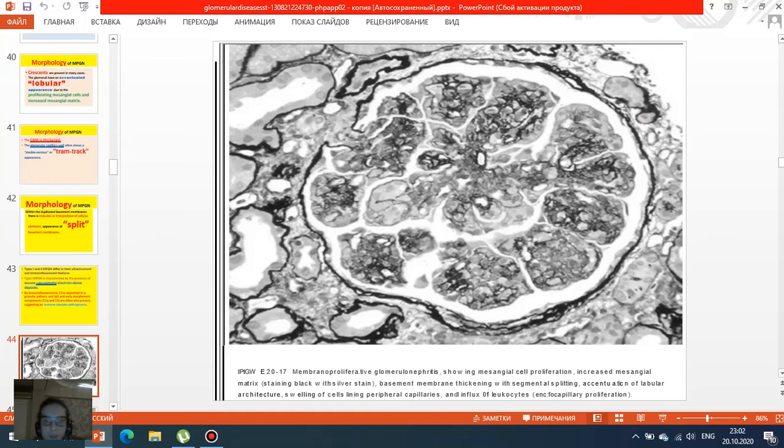So, in this picture you can see a light microscopy of membranoproliferative glomerulonephritis, showing mesangial cell proliferation, increased mesangial matrix staining black with silver stain, basement membrane thickening with segmental splitting here, accentuated lobular architecture, swelling of cells lining peripheral capillaries, and influx of leukocytes. So it's capillary proliferation.